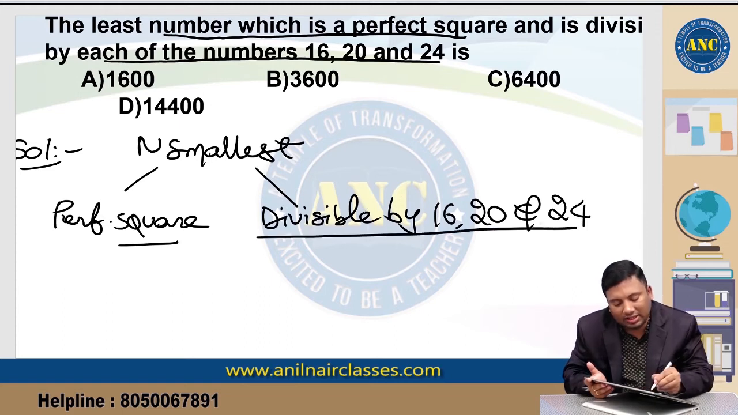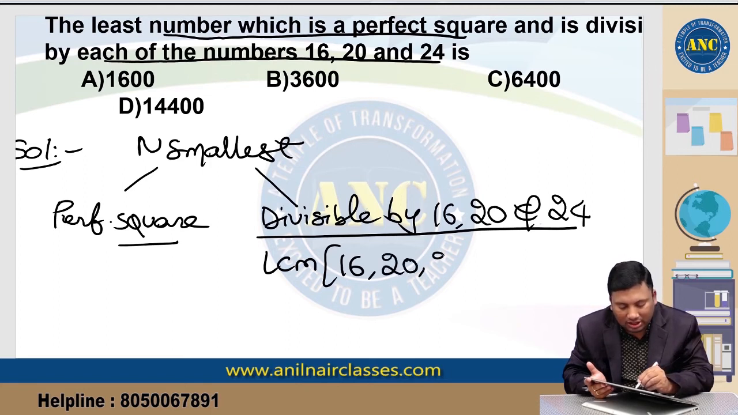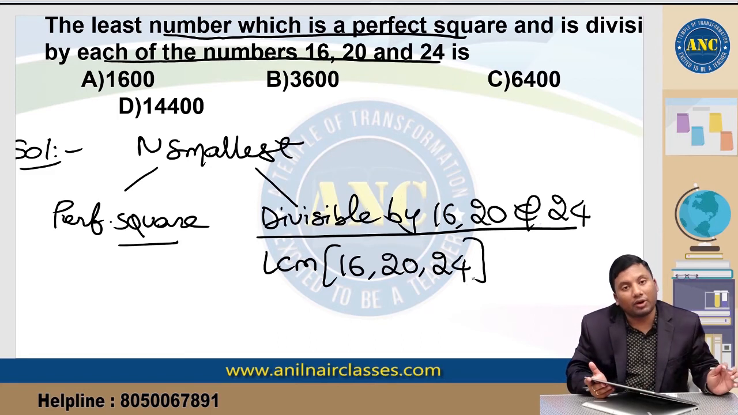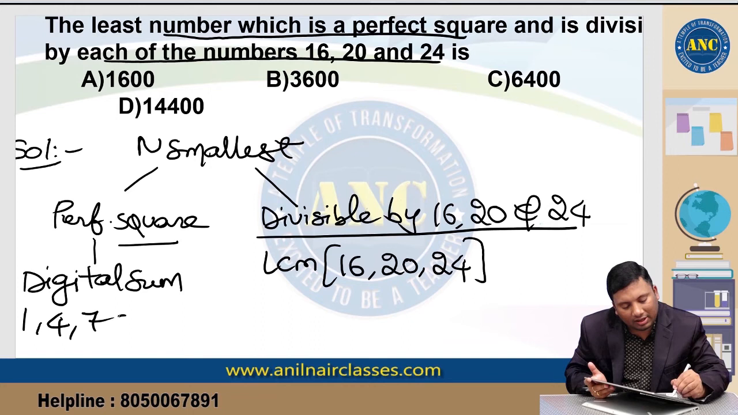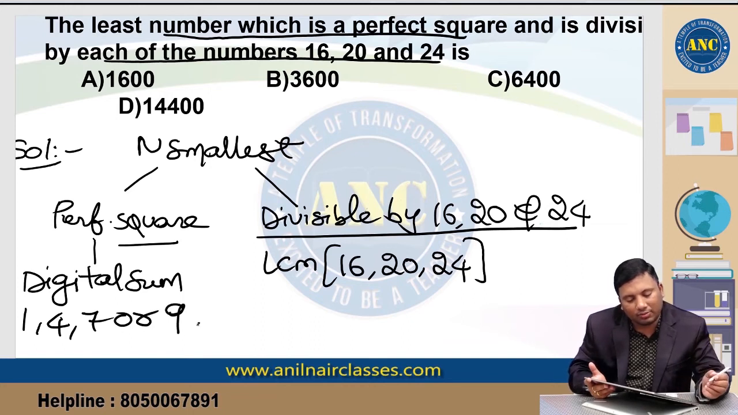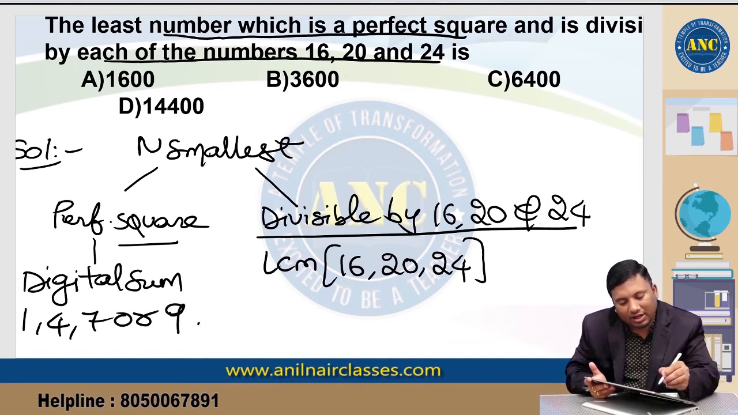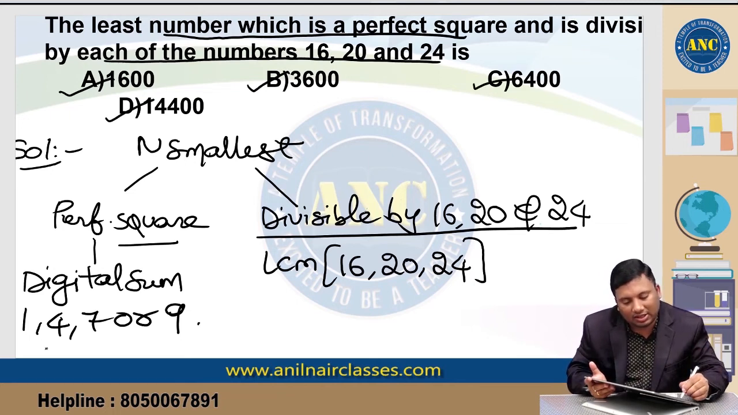What is the number that is divisible by 16, 20 and 24? LCM of 16, 20 and 24. I hope it is clear. First, it should be a perfect square. A perfect square's digital sum should be 1, 4, 7 or 9. This is 7, this is 9, this is 1 and this is 9. All the options are satisfied.